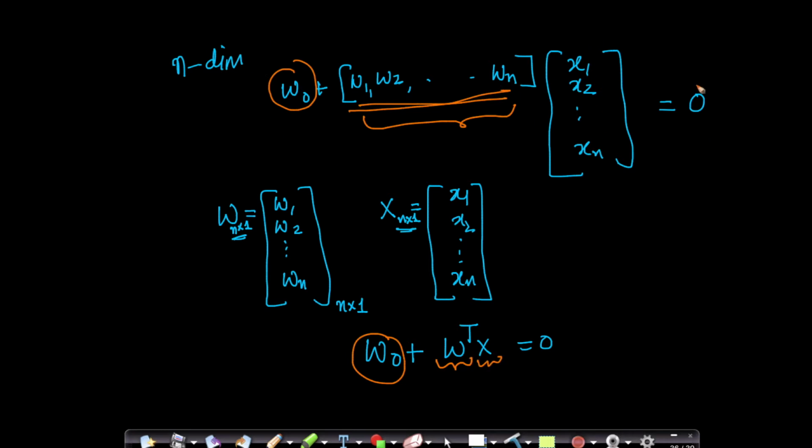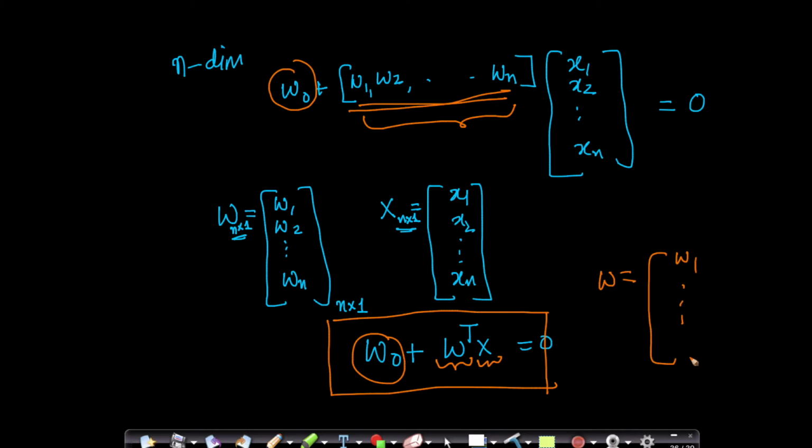So what I have here in a clumsy format, I've just concisely written as w0 plus W transpose X equals to 0. Of course, where my W is a column vector with W1, W2, Wn components. And similarly, my X is a column vector with X1, X2, Xn components.